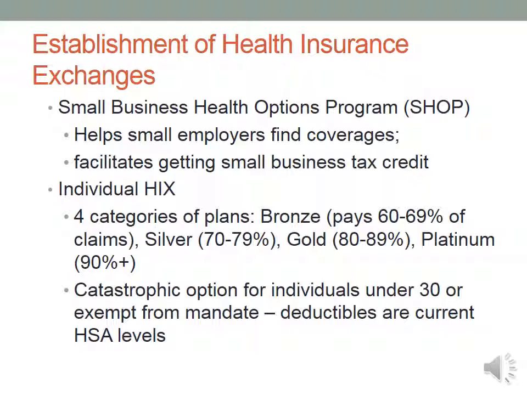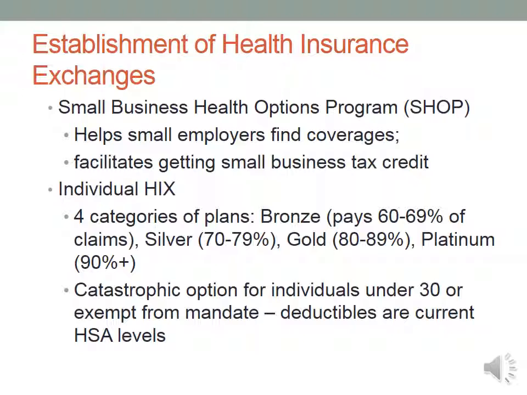Silver is a step up. Plan pays 70 to 79. You as the individual pay 20 to 30. Gold is richer. Plan pays 80 to 89. You pay 10 to 20%. And platinum is the richest, where the plan pays 90% or more, very low copayments, and you as the individual pay on average only 10% of claims.